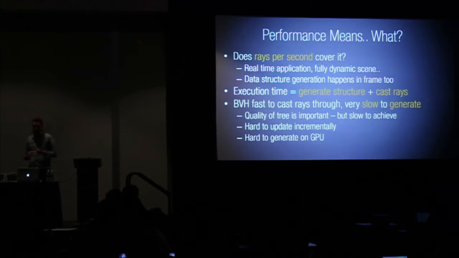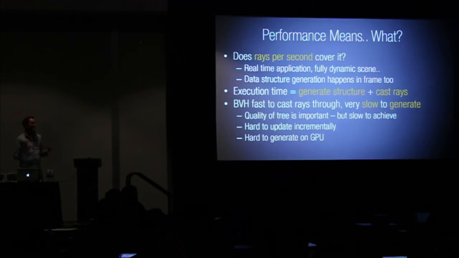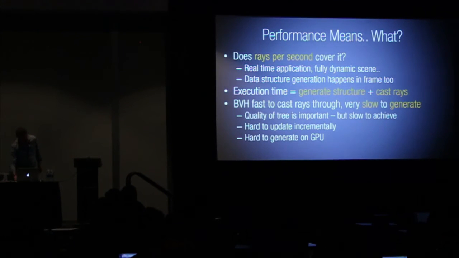The point is that if I want to achieve this 30 hertz ray tracer, then I have 30 milliseconds to do everything. I'm probably going to be spending quite a lot of that casting rays. So I need to be doing this in a few milliseconds. I don't have time, probably, to generate a BVH of any quality for the kind of scene that I'm talking about.